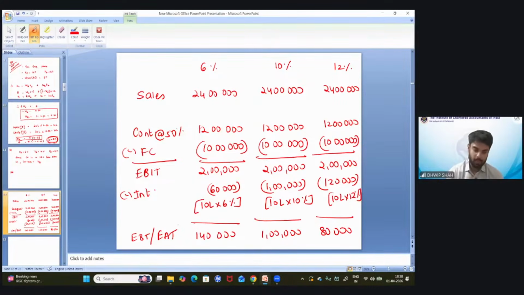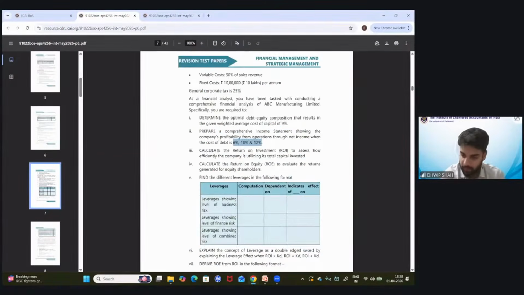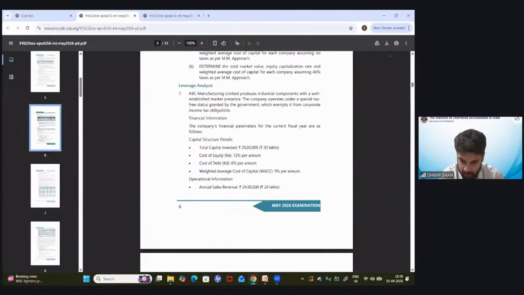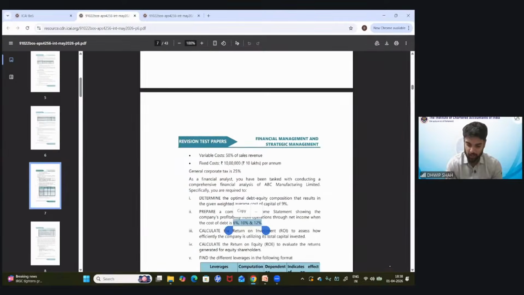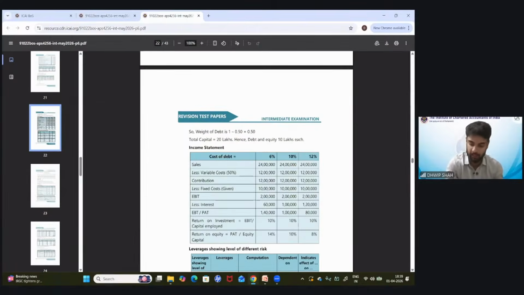ठीक है? अच्छा, नंबर ऑफ इक्विटी शेयर्स बोला है कहीं पे भी? Number of equity shares is not given. We know equity share capital is 10 lakh, but face value हमें पता नहीं है. ठीक है? So we will end our point number 2 का solution over here. Prepare a comprehensive income statement. ठीक है? So आ गया 140, 1 lakh and 80,000. So they have also ended over here.